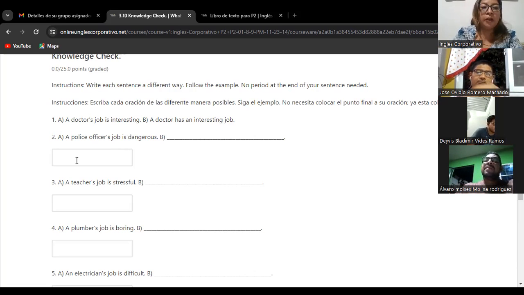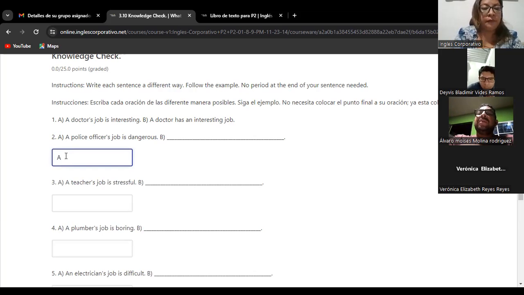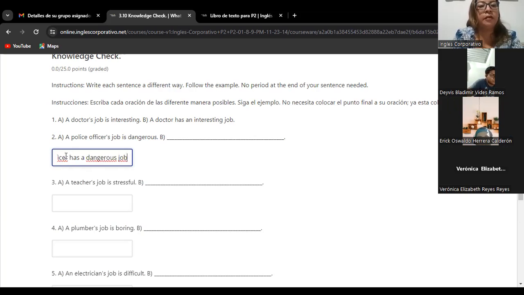Okay, so let's do the exercises. The first was example. Number two, a police officer's job is dangerous. So now we're going to use has. How will be the sentence? A police officer has, porque es tercera persona del singular. A dangerous job.